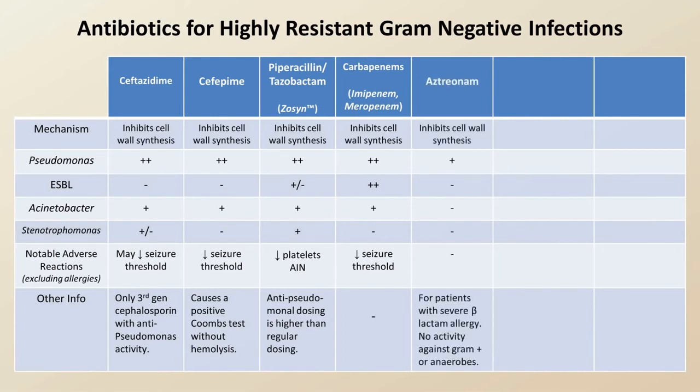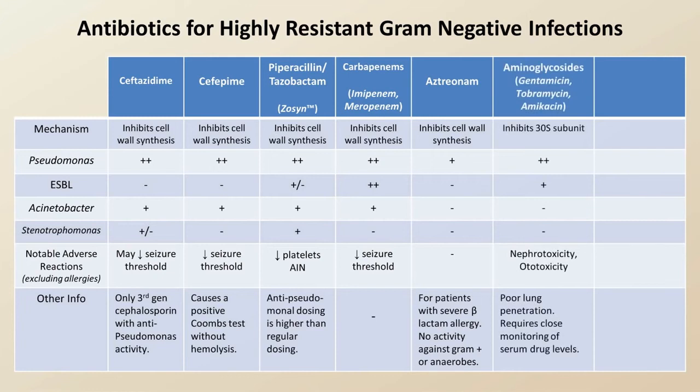Aztreonam only really covers Pseudomonas among these four, although it's usually reserved for patients with a severe beta-lactam allergy, as there is generally no cross-reactivity. It should not be used in patients who have had a severe allergic reaction to ceftazidime, as the two share a side chain and thus a theoretical risk of cross-reactivity. Aztreonam has no activity against gram-positives or anaerobes.